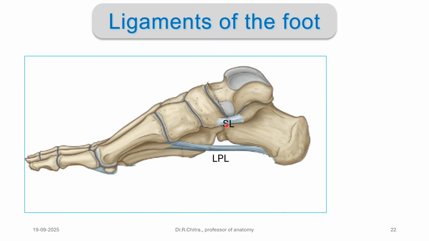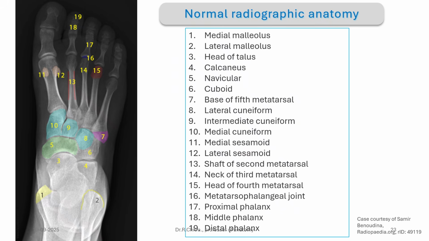Now in this picture the students can appreciate, this is the plantar calcaneo-navicular ligament, otherwise called the spring ligament, which supports the head of the talus. Try to remember this ligament. We will see it again in the arches of the foot. And these are the ligaments on the lateral side, long plantar and short plantar ligaments. So we have completed the bones of the foot.